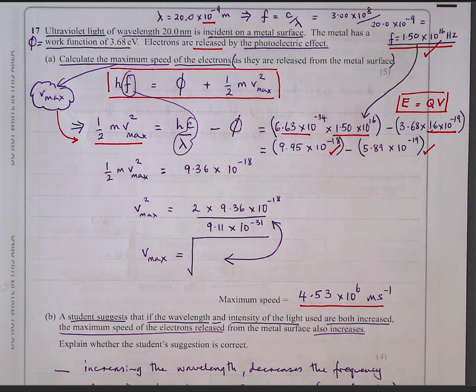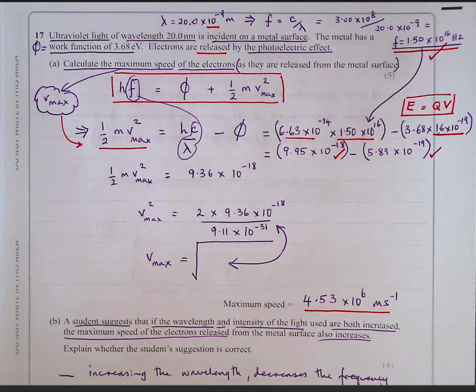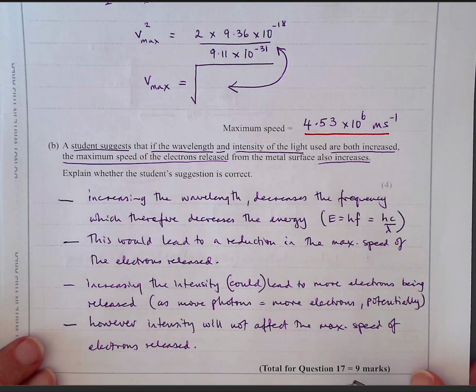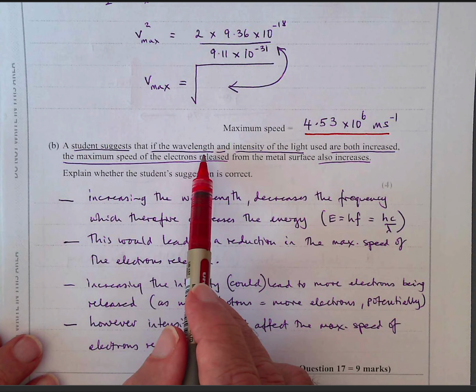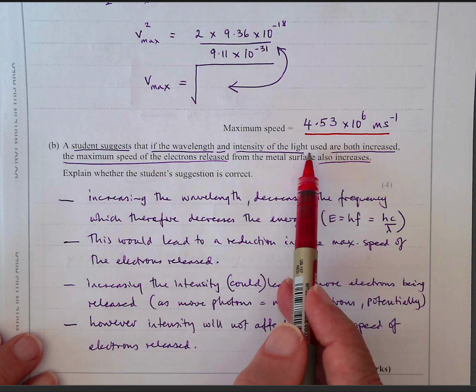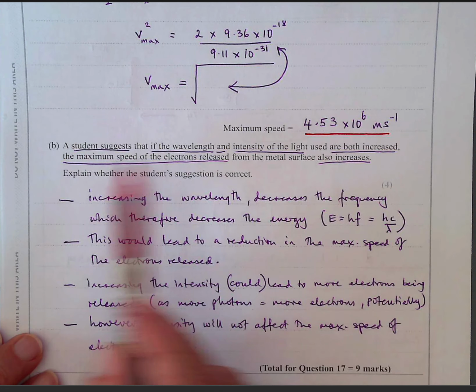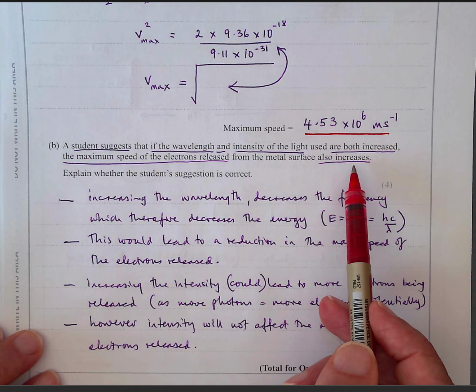Remember, you can stop the video at any stage and copy down the answers, which is what you should be doing. Okay? Alright, so this is the second part of the question, part B, which goes on to say a student suggests that if the wavelength and the intensity of light are both increased, the maximum speed of the electrons released from the metal surface also increases.